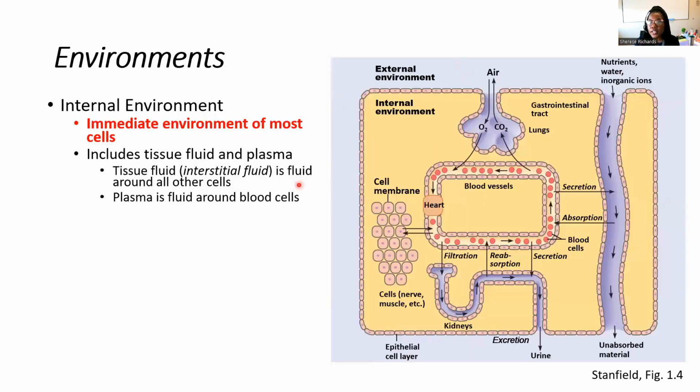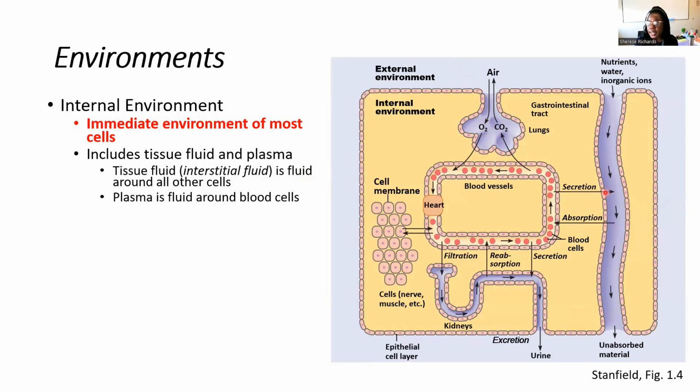All right, let's describe each of these environments in a little bit more detail and what they include. So the internal environment, we said, is the immediate environment of our cells. It's everything that's really inside our body, excepting things like our respiratory tract, which is still considered external, urinary tract, and the GI tract. It's going to include fluid and plasma.